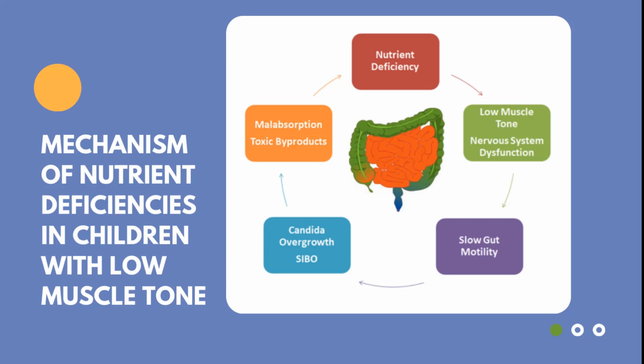But that malabsorption can be different for every child, different degree of it, different nutrients are absorbed differently. And so this is where we want to test. Are there any nutrient deficiencies in this child? And what are they specific to that child? Because those nutrient deficiencies will result in more low muscle tone, which I've linked here to nervous system dysfunction, but also mitochondrial dysfunction, more slow gut motility, and a vicious cycle. So this is a really important concept that I use in a lot of what I do to help my patients.